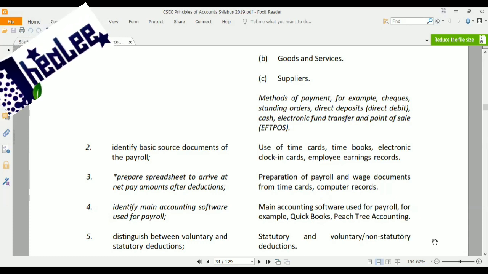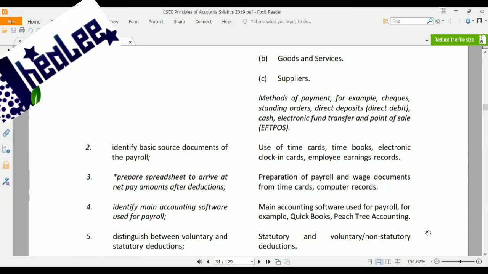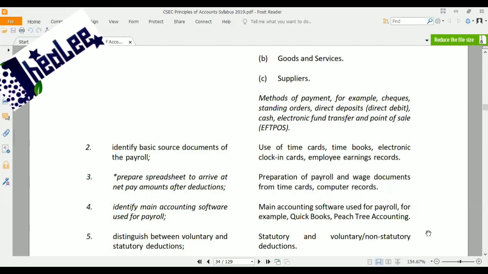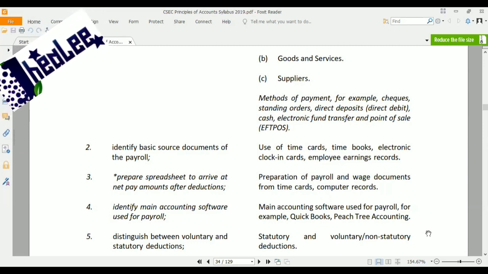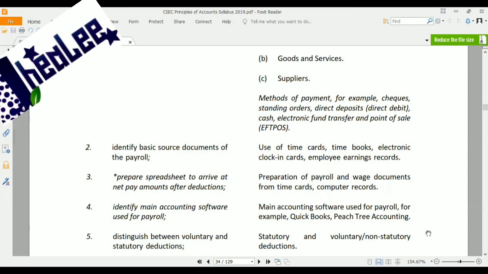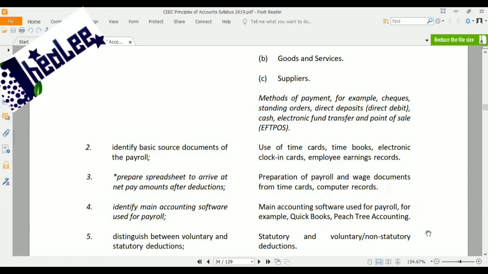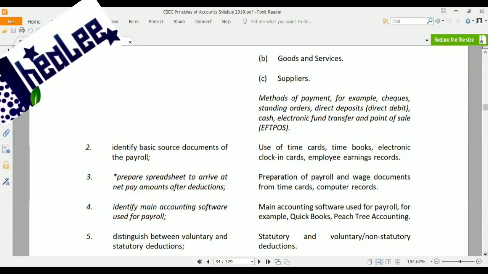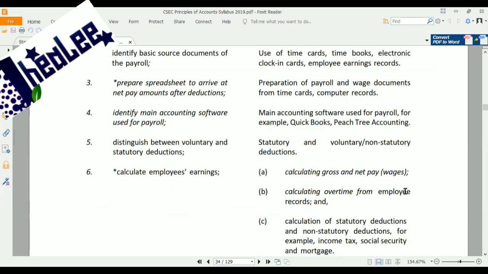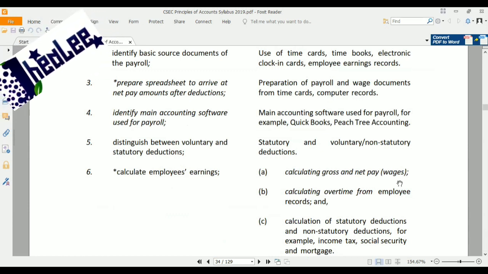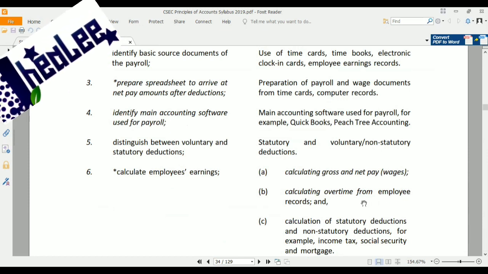And you have the voluntary ones. So things like if you're paying your mortgage, or if you took out a loan, you can instruct your employer to make that payment on your behalf, because some organizations, for you to access those loans, you would have to have deductions coming from your organization, right? So salary deduction, they call that. So you need to know those things. Calculate employees' earnings. Gross pay is basically your pay before any deductions, and your net pay is your pay after deductions. Calculating overtime from employees' records.